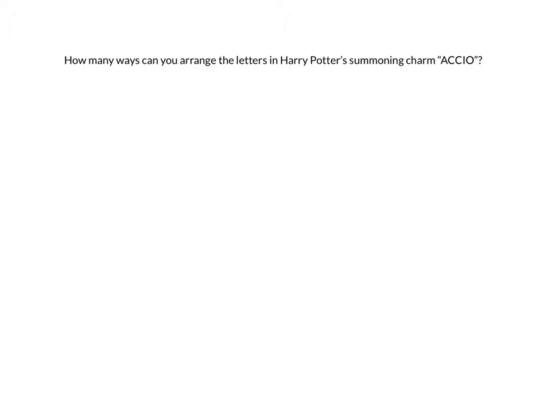How many ways can you arrange the letters in Harry Potter's summoning charm, Accio? Now, I don't know about you, but my first instinct is to count the number of letters, so in this case there's 5. Establish that I need to arrange all of them, and then just do 5 factorial.